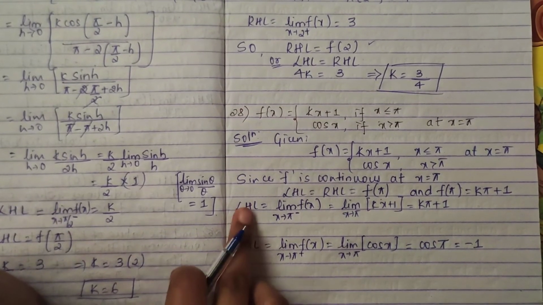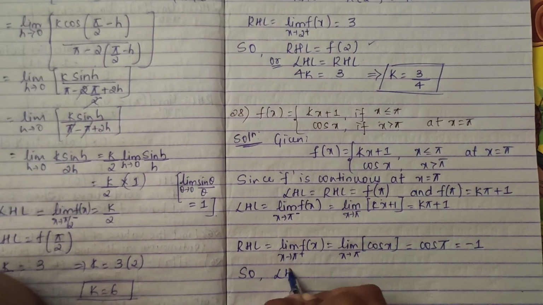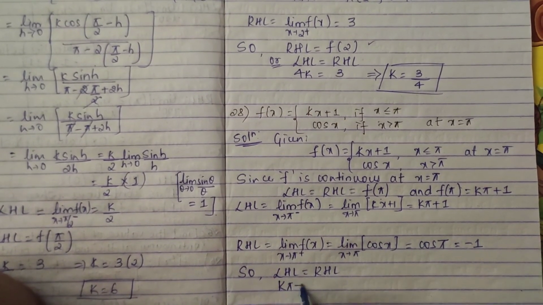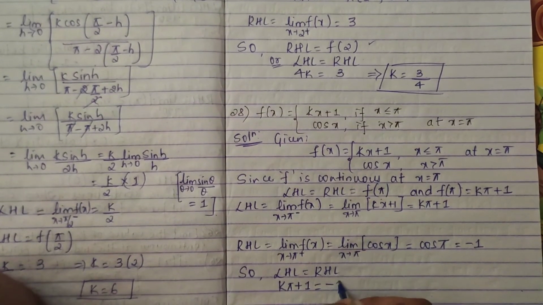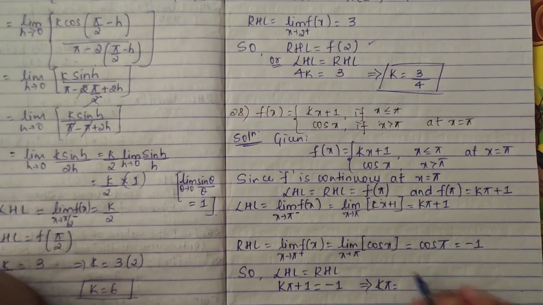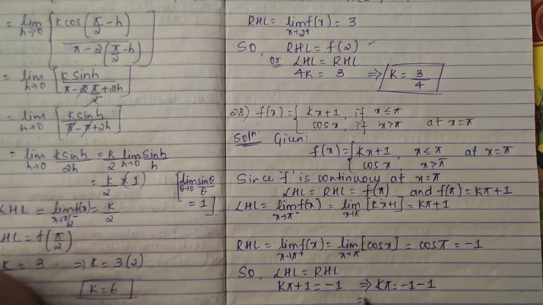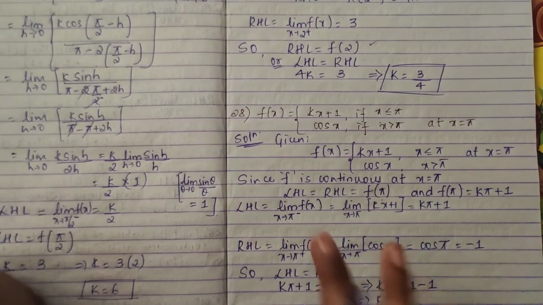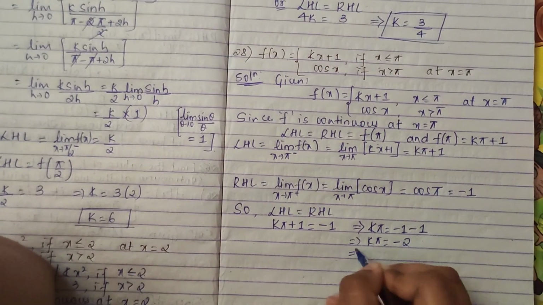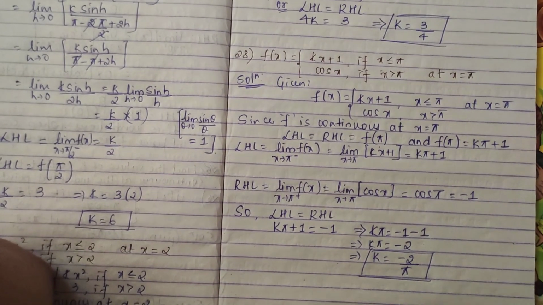Now we can equate either LHL and RHL, or f of pi and RHL. Okay. So LHL is equal to RHL. What is my LHL? LHL I have got k pi plus 1, and my RHL is minus 1. Now taking plus 1 to the other side, what will I get? k pi is equal to minus 1 minus 1, which is minus 2. So k will be minus 2 by pi. So your k value is minus 2 by pi.